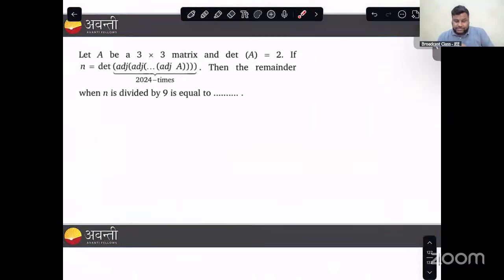Have a look at this question. Same variety of question. Now I want the correct answer from most of you. Please try it quickly.